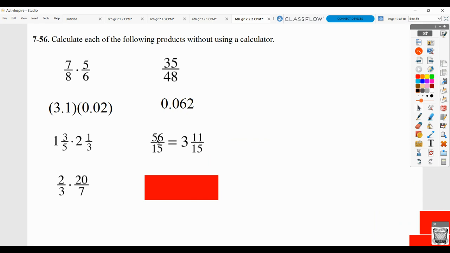and you end up getting 56/15, but that's improper. So I should also see that you changed it then to the mixed number. And here, again, you get 40/21. You should show that you changed it to the mixed number.